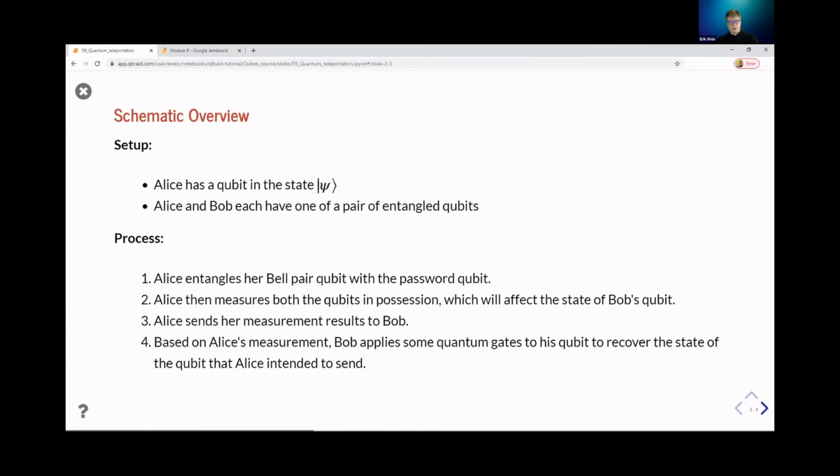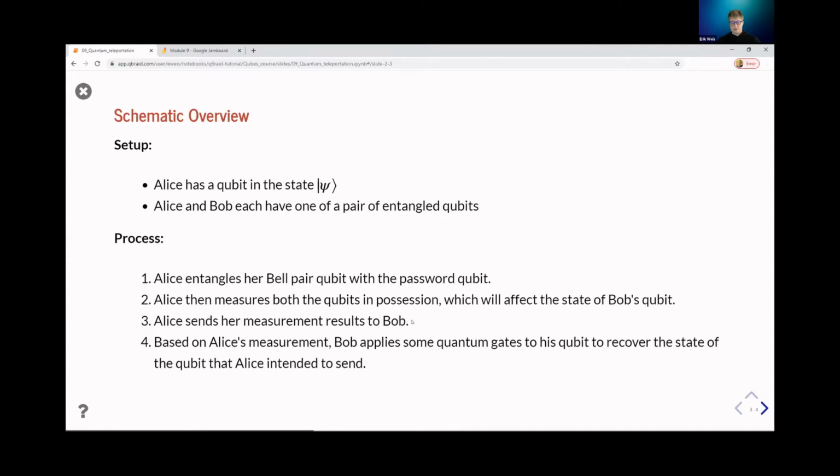Okay, so Alice is going to entangle her Bell pair qubit with the password qubit, and then Alice is going to measure both qubits that she has. So both the password qubit and her single qubit of the Bell pair. And in turn, we know from the third axiom of quantum mechanics that this is going to collapse the qubit that Bob has as well. And so Bob's qubit has been affected.